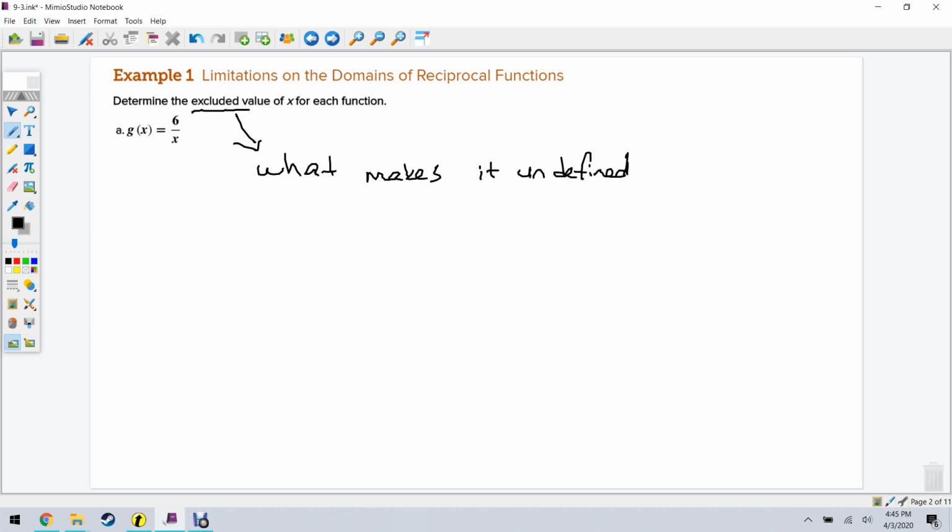Right? So basically what makes this thing undefined is the denominator. You will check the denominator, set it equal to 0. Since we have only x for the denominator, x cannot be equal to 0. So that's the excluded value. You can associate this with the asymptote, vertical, horizontal, domain and range too, but so far we're just thinking about what makes it impossible. That's 0 itself. Okay.